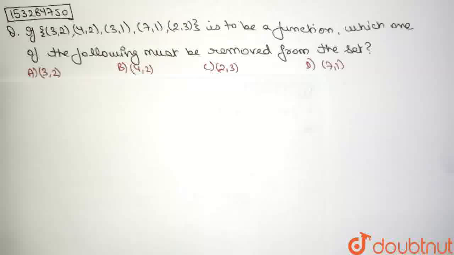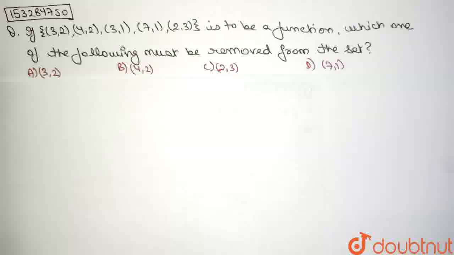Hello friends, welcome. Today we are taking up a mathematical question which states: if {(3, 2), (4, 2), (3, 1), (7, 1), (2, 3)} is to be a function, which one of the following must be removed from the set? And we have been provided with 4 relevant options.